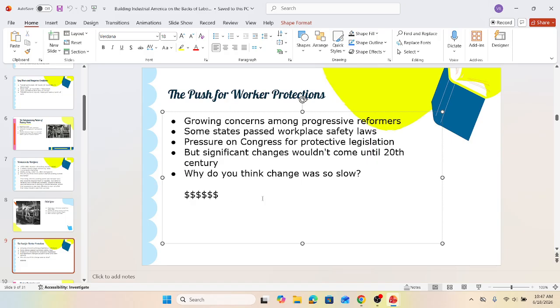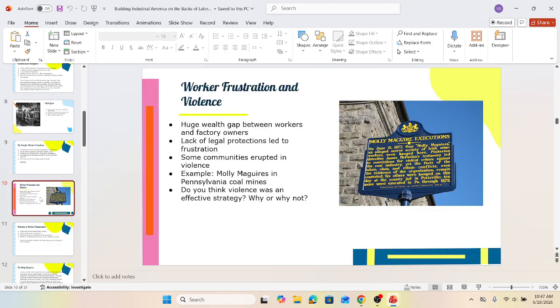Putting these laws in place often limited the money that the factory owners were able to get, whether that was shorter work hours, some sort of compensation if you were injured on the job, getting a minimum wage put in place, like all of these things, there was pushback because it impacted financially the factory owners. So there's this huge wealth gap between the workers and the ones that they worked for.